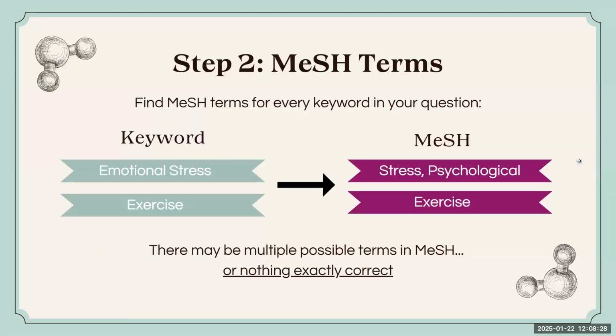But whenever we do our MeSH terms, it can be tricky because certain MeSH terms don't exactly match what you think you'd be looking up. So again, it uses not natural language, but defined terminology. So emotional stress underneath MeSH is stress, psychological. So psychological stress. While exercise is just a clear-cut exercise.